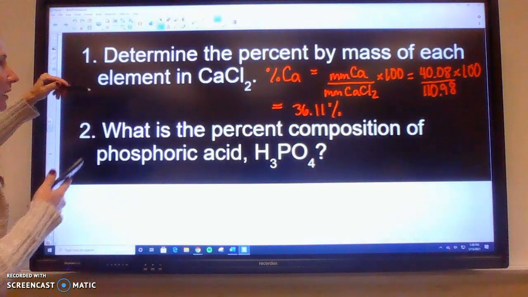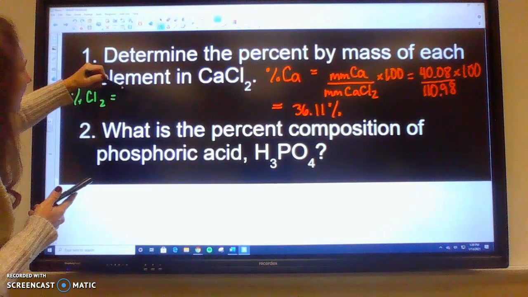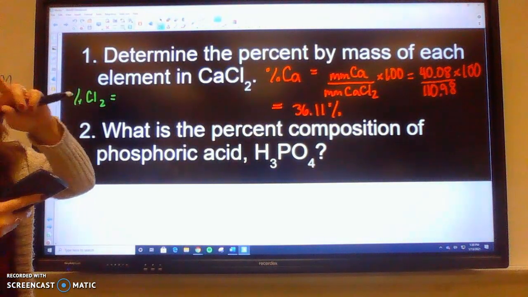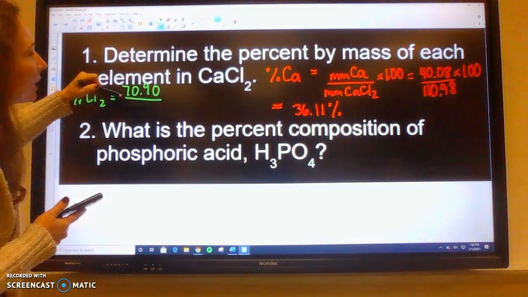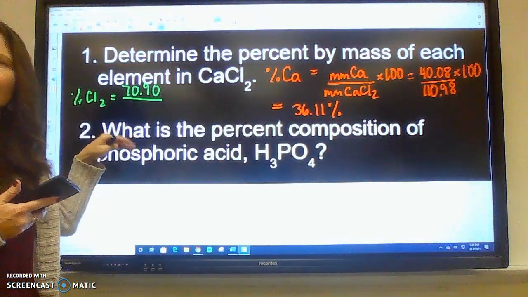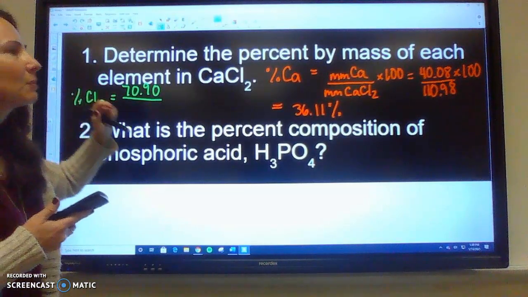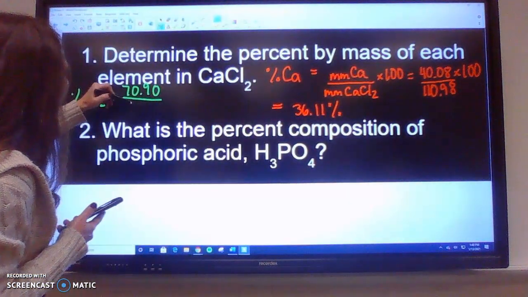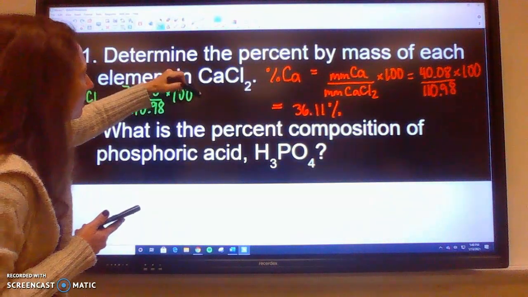Okay, and then for chlorine, that's going to be the molar mass of 2 chlorines, which is 70.90. I'm just going to take a little shortcut because we know how we would set it up. I'm just going to show you the numbers that would go in the numerator and denominator. Denominator is the molar mass of the whole thing again, which is 110.98, then times 100.